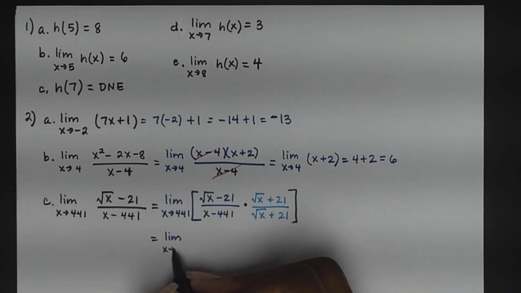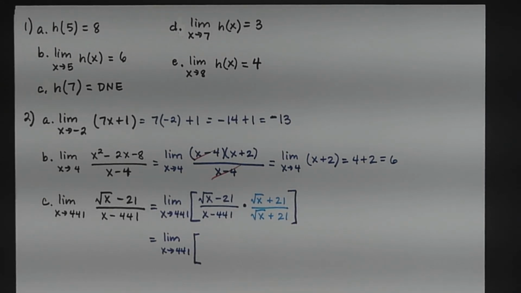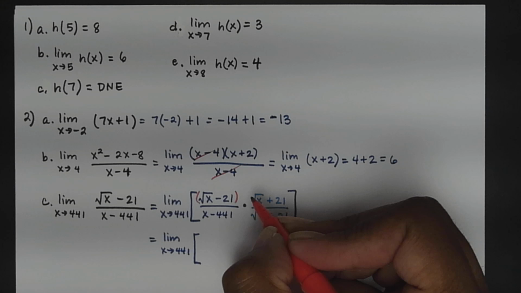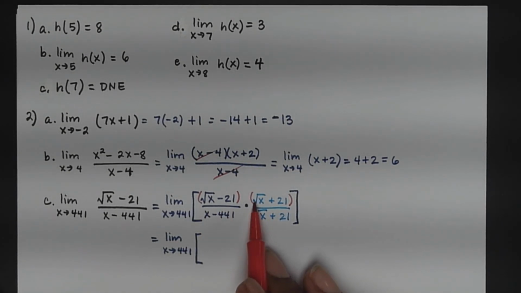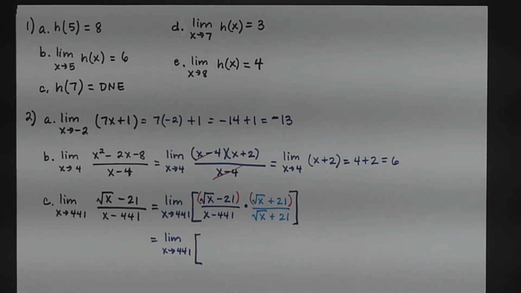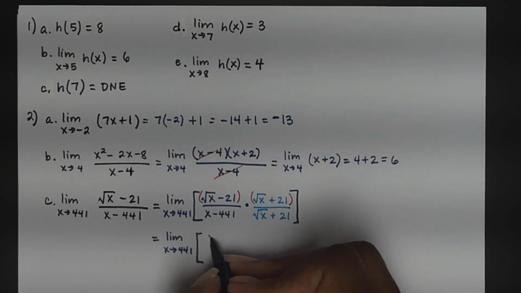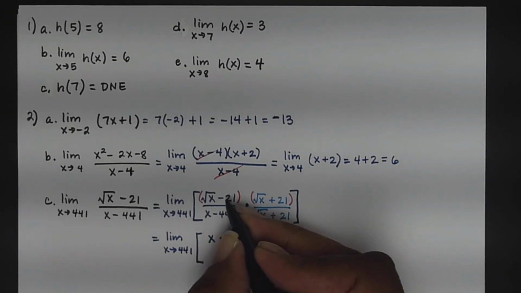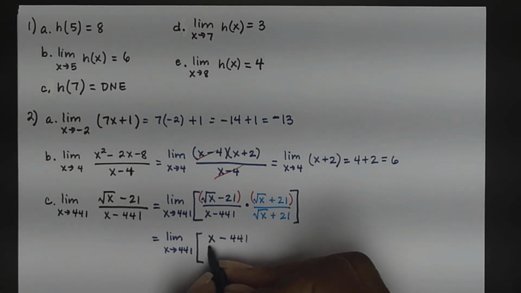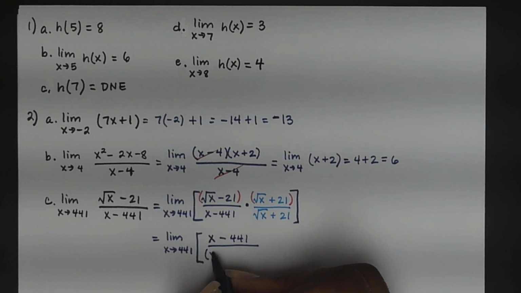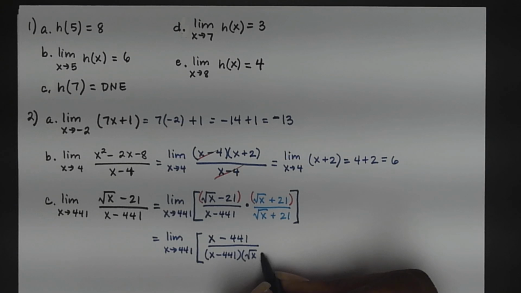Now, I still have the limit as x approaches 441. I have to bring that down because I haven't taken the limit yet. Notice in the numerator, I have the sum and the difference of the same two terms. To multiply that out, I square the first term. I square the square root of x. That would give me x, because squaring and taking the square root eliminates the radical. So x minus the square of the second term, 21 times 21 would be 441, over, and I'm going to leave the denominator as x minus 441 times the square root of x plus 21.